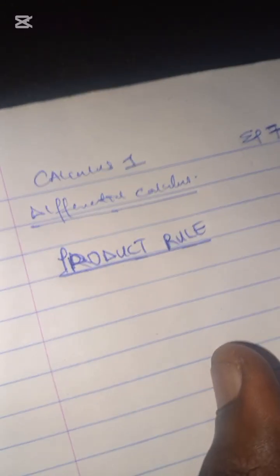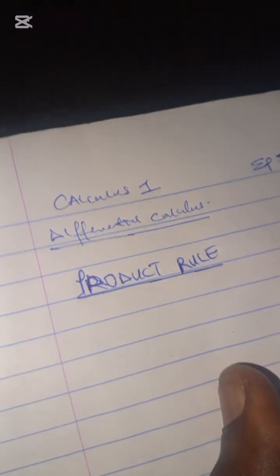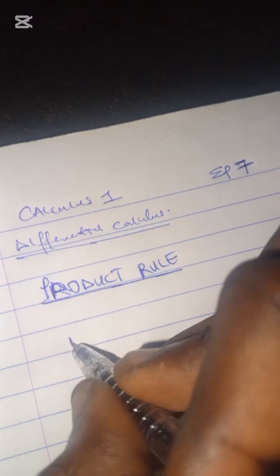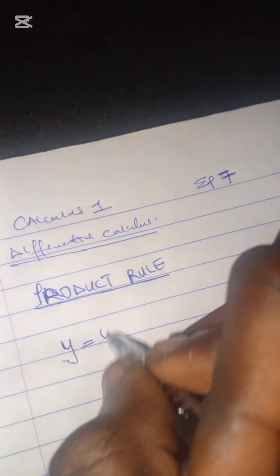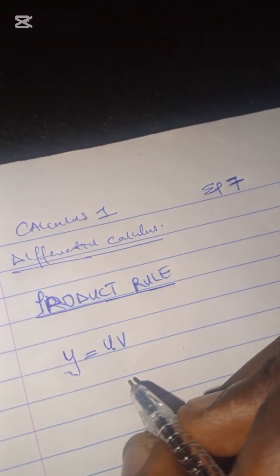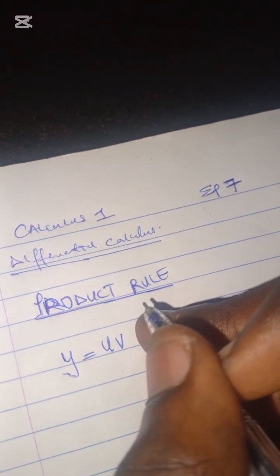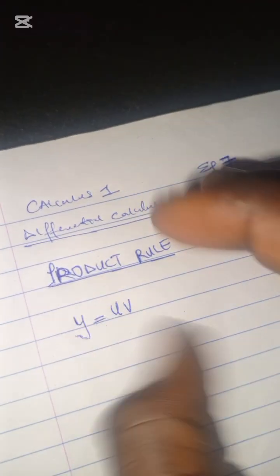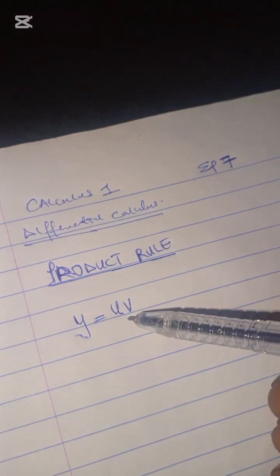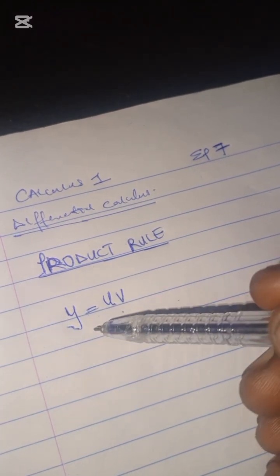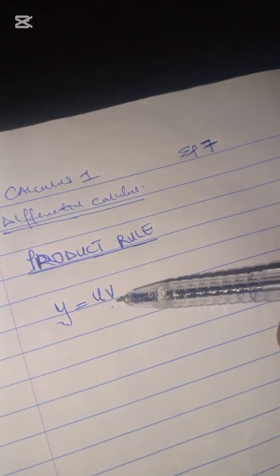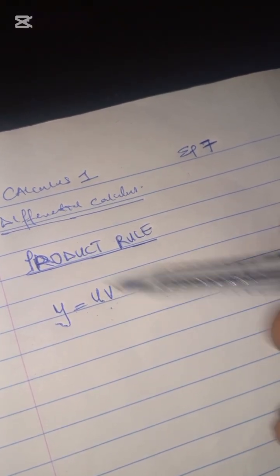Let me go straight to the point without wasting much of our time. Assuming we have a function, let's say y equals uv, that is the product of u and v, and we were asked to differentiate this. There's a general formula we use for this. When we have a polynomial multiplied by another polynomial, that is their product.